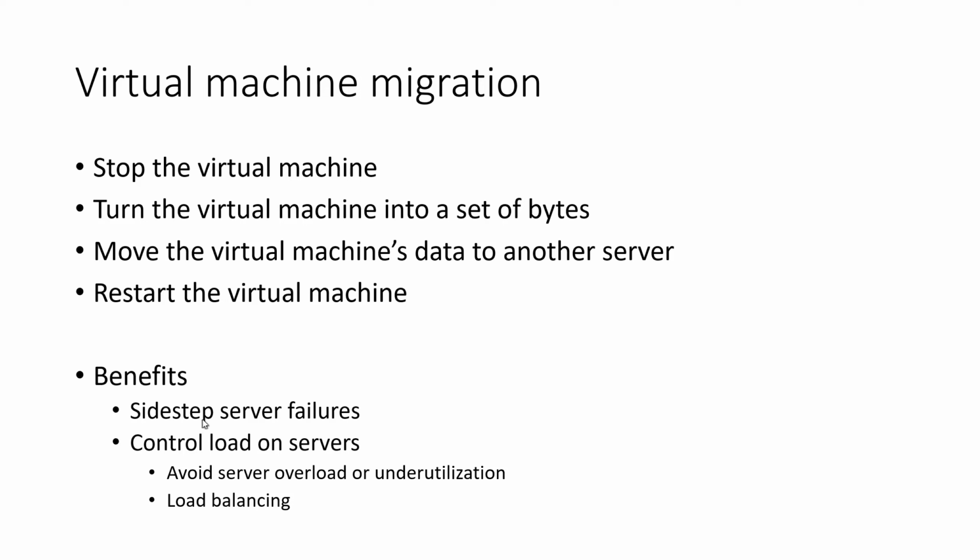Virtual machine migration has many benefits. First, it allows us to sidestep server failures. Say if a server has a disk that we know is going bad, we can stop the virtual machines on that server, turn the server down, and then restart the virtual machines on a different server. Virtual machine migration also allows us to control load on servers. If a server is overloaded, we can remove virtual machines from that server and restart them on a different server. And if a server is underutilized, for example if it has only one virtual machine running on it, we can move this virtual machine to another server and then turn the server down, for example, to save power.